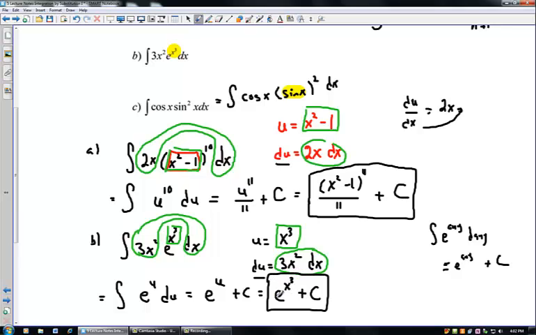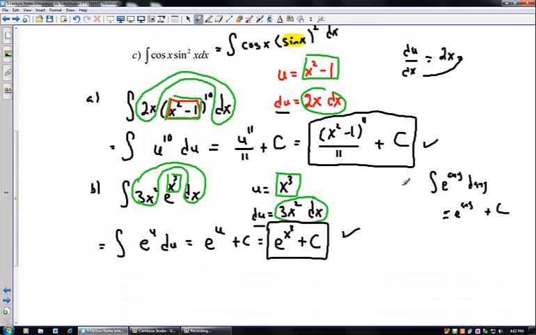It's a chain rule, so you get the derivative of the outside, which is e to the x cubed, times the derivative of the inside, which is 3x squared, plus 0. And it checks. All right, so that one checked, and that one checked. And then finally, let's do part C.